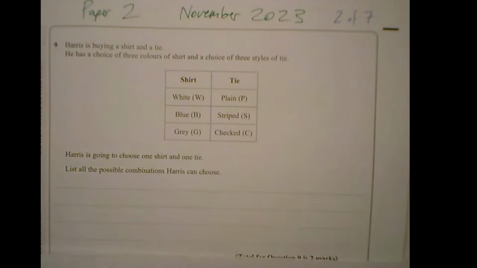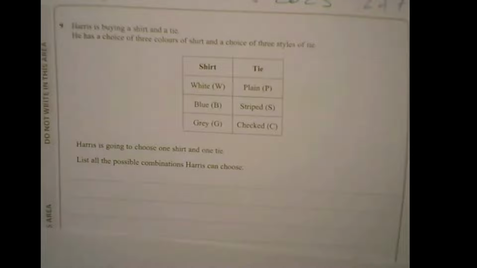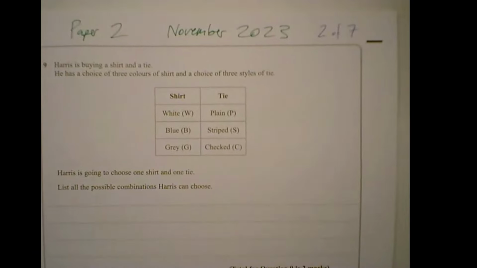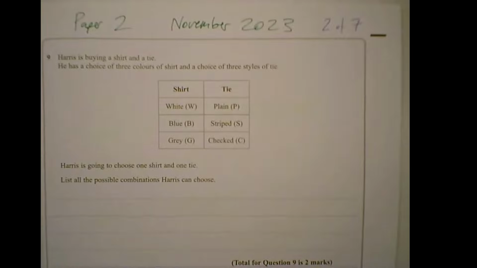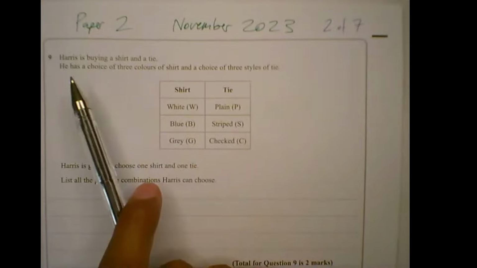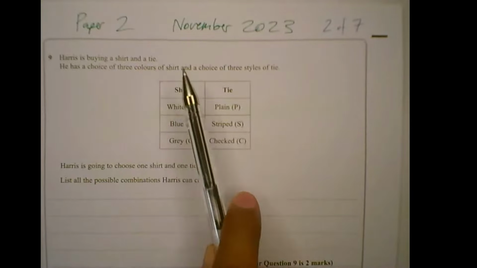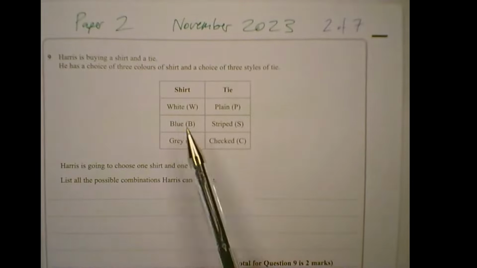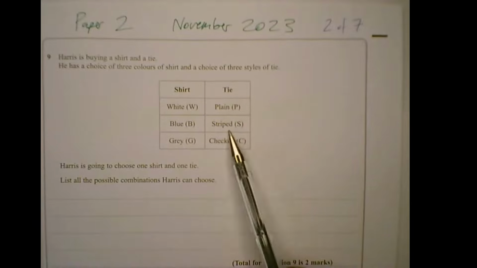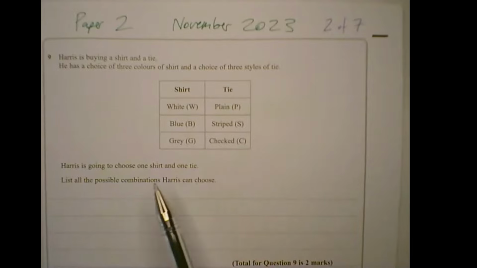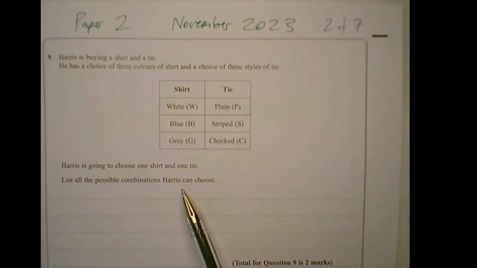Okay, so this is now a paper 2 question, and you can see this is from November 2023. Harris is buying a shirt and a tie. He has a choice of 3 colors of shirt and a choice of 3 styles of tie. So you've got the shirt is white, blue, or gray, and the tie is plain, striped, or checked. Harris is going to choose one shirt and one tie. List all the possible combinations Harris can choose.